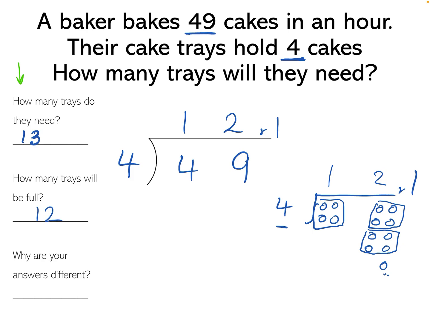Have a think about why your answers are different. So we know that because this is 12 full groups of 4, and our remainder is the one that couldn't make a whole group of 4 on its own. So that's why they're different, because this is representing how many full trays, and this is looking at the total of trays regardless of if they are full.